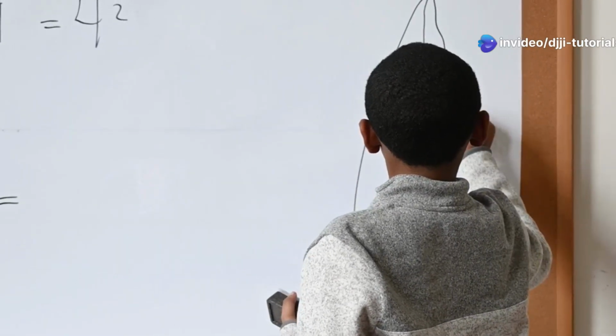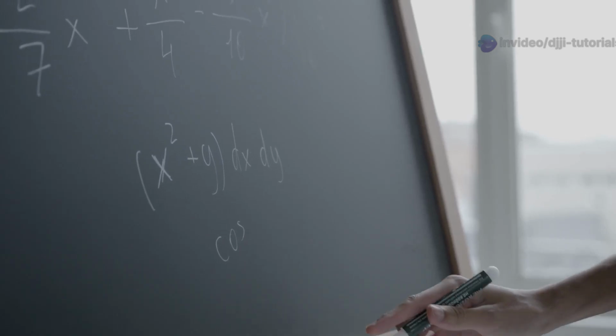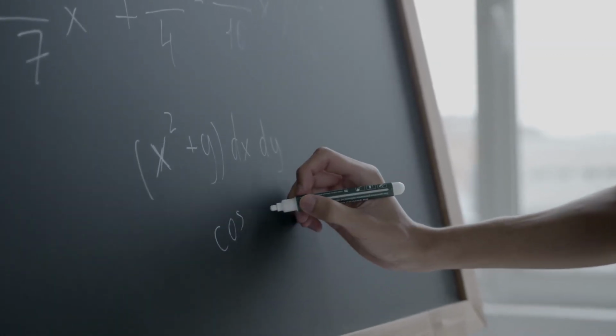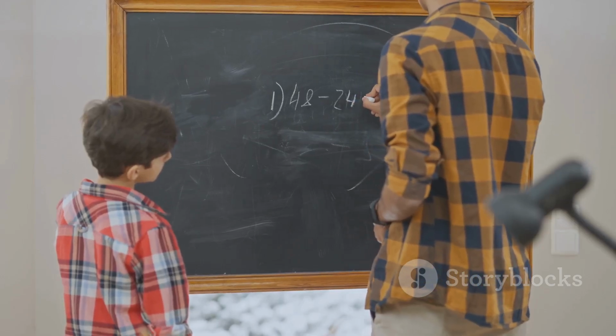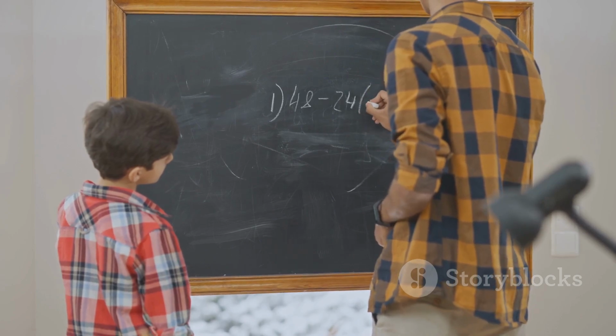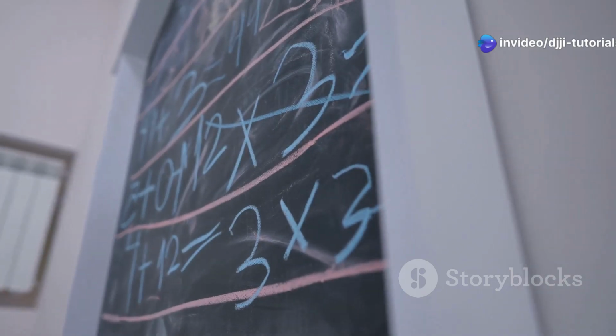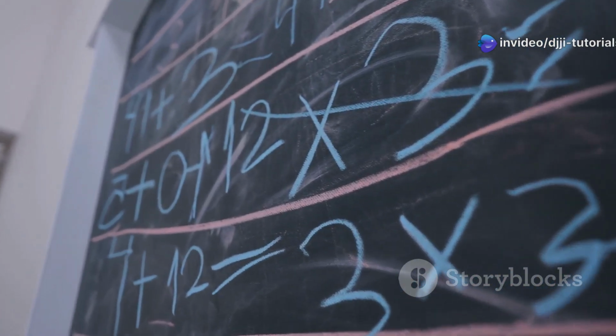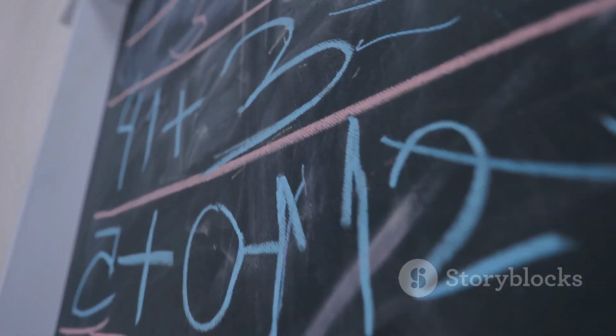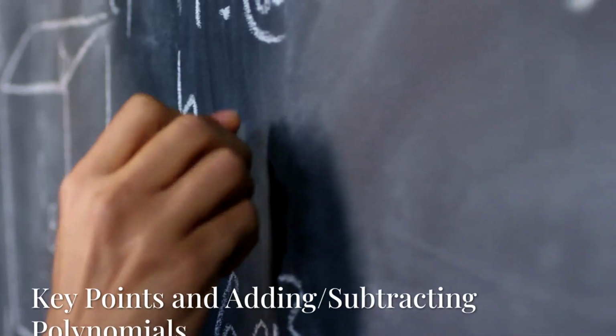A polynomial is arranged in descending order when its terms are written from the highest degree to the lowest degree. In other words, the term with the largest exponent of the variable comes first, followed by terms with progressively smaller exponents. For example, the polynomial 3x to the fourth power plus 2x cubed minus x plus 5 is in descending order.